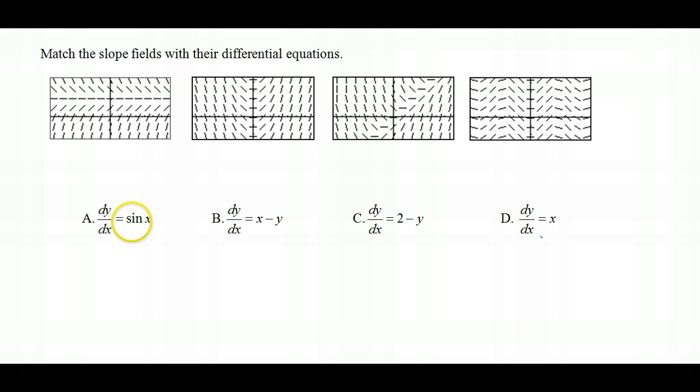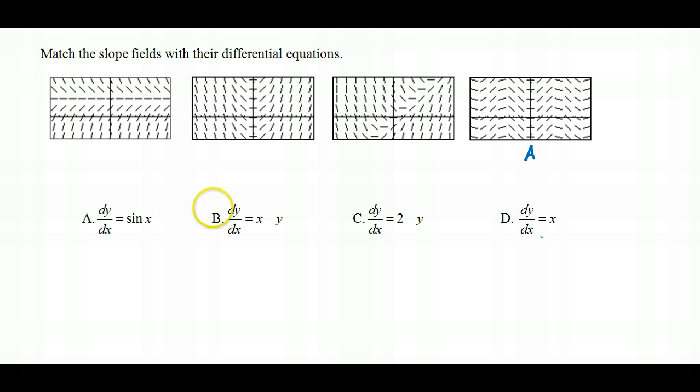So here, dy/dx equals sine x, the antiderivative is going to be negative cosine x. So negative cosine x is a family of solutions. Well, if I look at my options to match it with, the only one that looks like negative cosine x is the last one. This looks like it's going to be an oscillating function. So this last slope field is going to match with A.